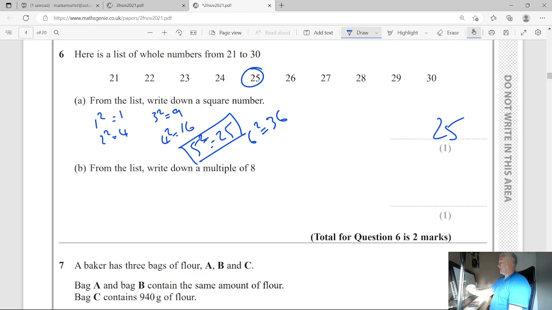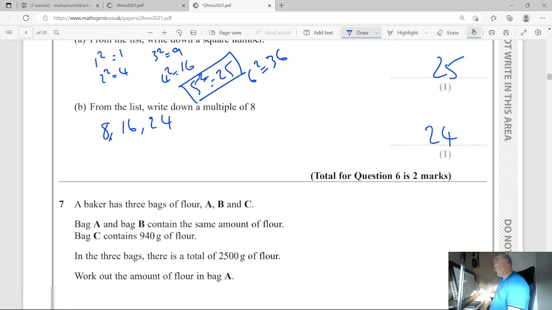Okay. From the list, write down a multiple of 8. So 8 plus 8 gives me 16. Plus 8 gives me 24. There we go. There's my 24. So I'm either doing 8 times table, 8, 16, 24. Sometimes you'll probably find that actually writing the times table out is quicker than using the calculator. I'll leave it up to you, but on the more complicated ones, always use your calculator.